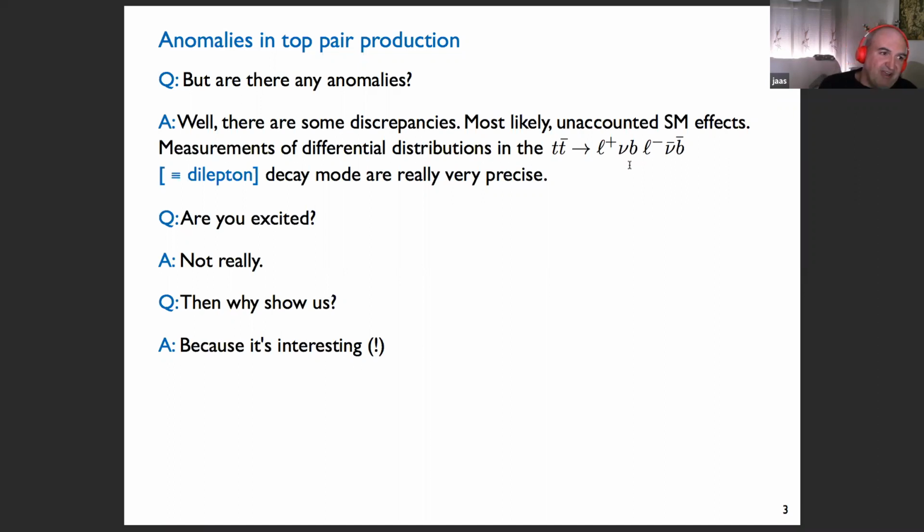If you question if I am excited, well, I'm not really excited. Then you can say, okay, but then why do you show us these anomalies if you think it's the standard model? Well, because I think it's interesting and one learns things.